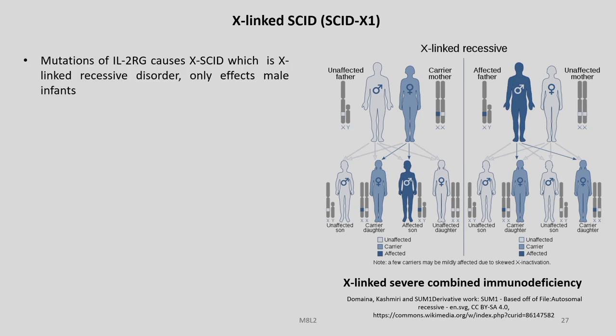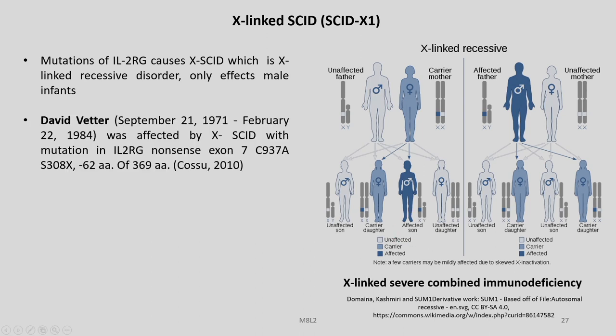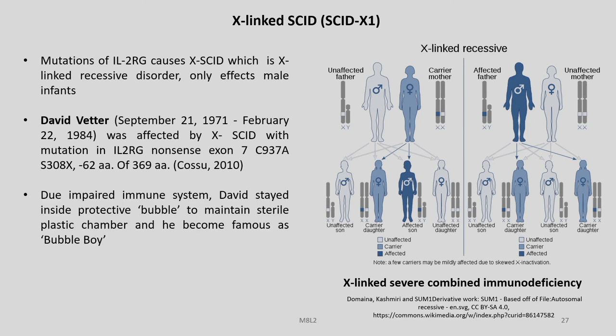The mutations of IL2RG cause X-SCID, which is an X-linked recessive disorder, and it affects male infants only, as you can see over here. David Vetter was affected by SCID with a mutation in IL2RG nonsense exon, C937A, S38X, minus 62 amino acids of 369 amino acids, as reported by COSMIC, and somewhere around September 21, 1971 to February 22, 1974.